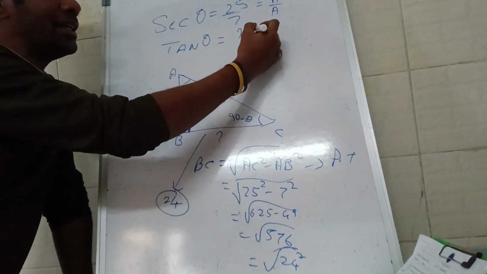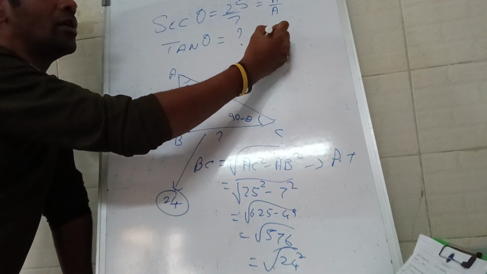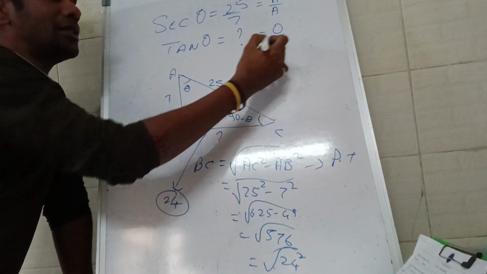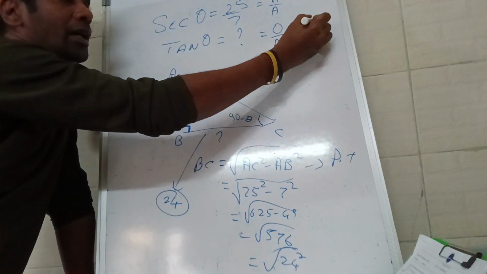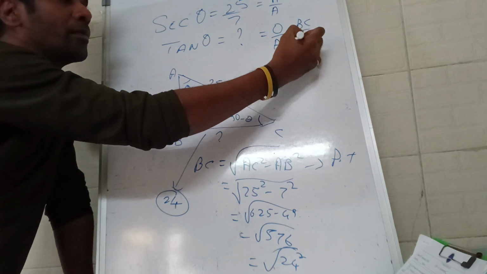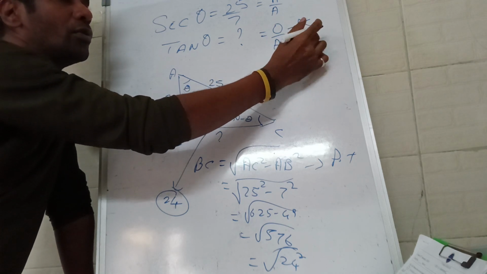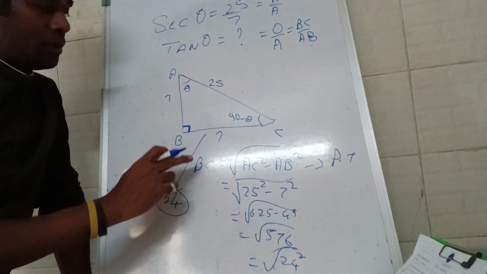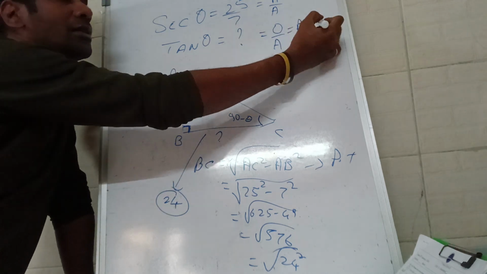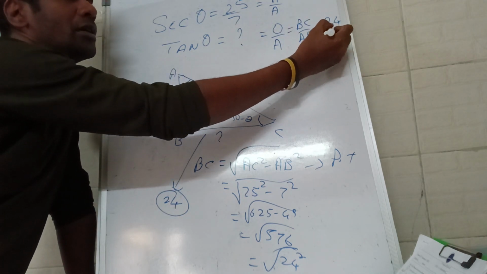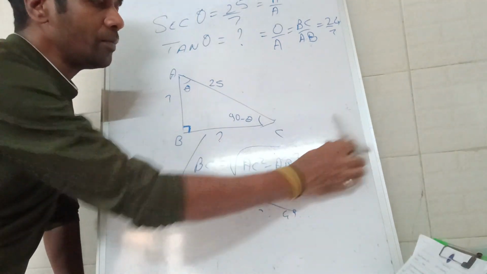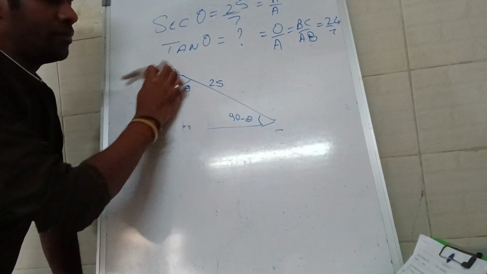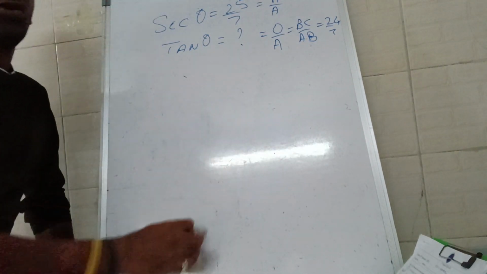If I have to find tan theta, it means opposite upon adjacent. According to theta, opposite is BC and adjacent is AB. So BC is now 24 and adjacent is 7. 24 upon 7. There's another method for this. Solutions will be shown to you in the last.